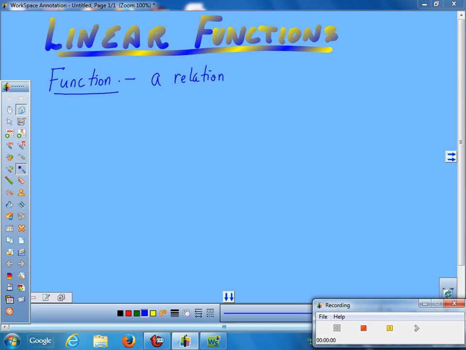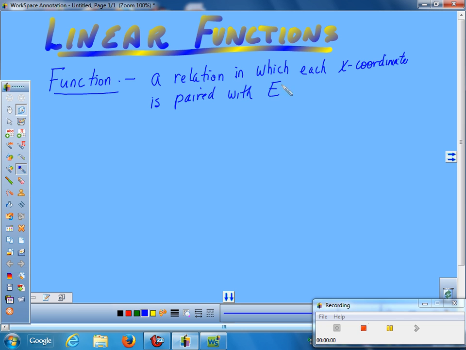Yes, we're talking linear functions, but this is a plane function. And the basic definition of an ordinary function is a relation in which each x-coordinate is paired with how many y-coordinates? One y-coordinate. In fact, it's such a big deal, they put in the word exactly.